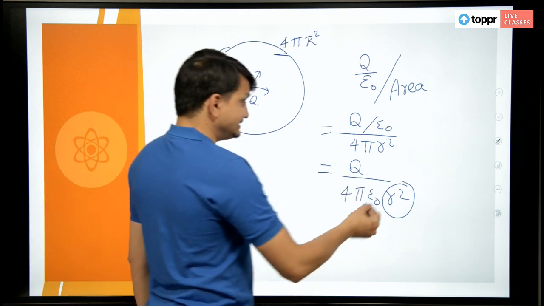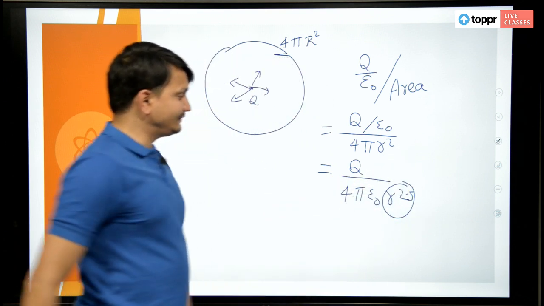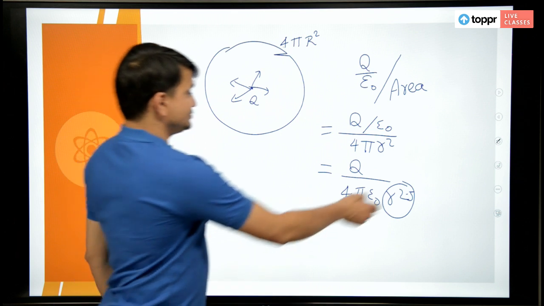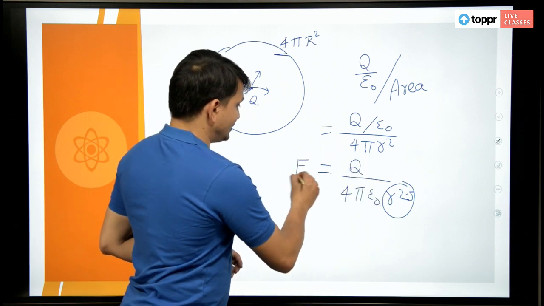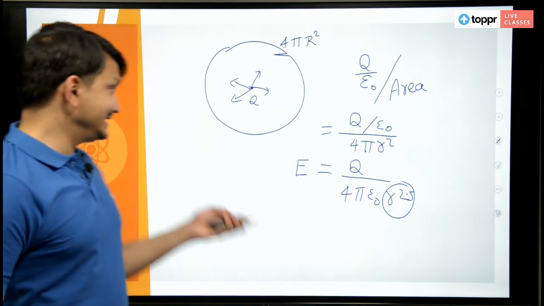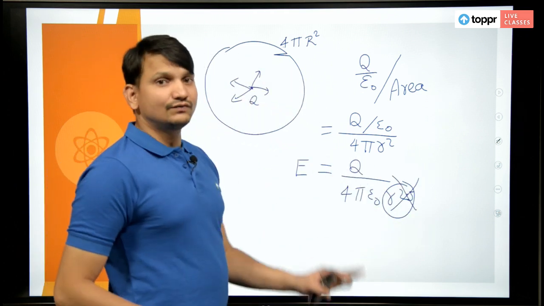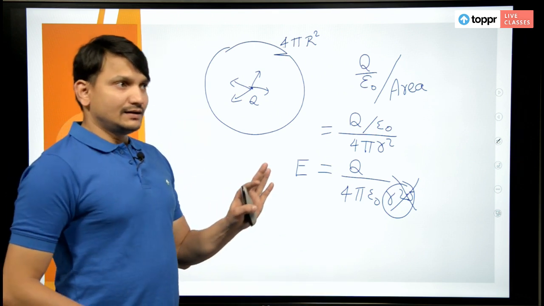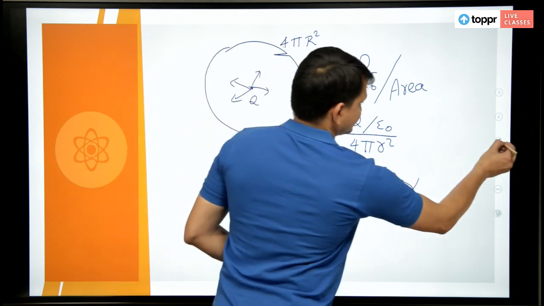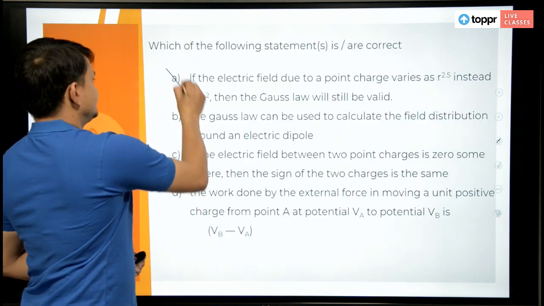So if we had something like electric field is equal to r to the power 2.5 here instead of 2, then this electric field that we found using Gauss law would be different from the actual electric field. So that's why this is not a right way. Gauss law would not be valid in that case, which is a fictitious case. So this is not true.